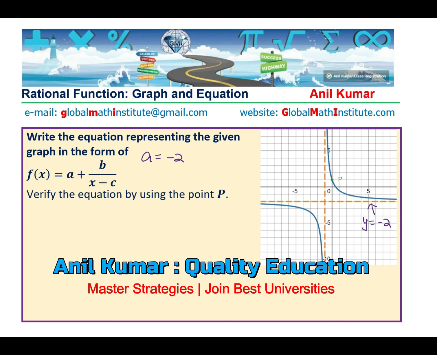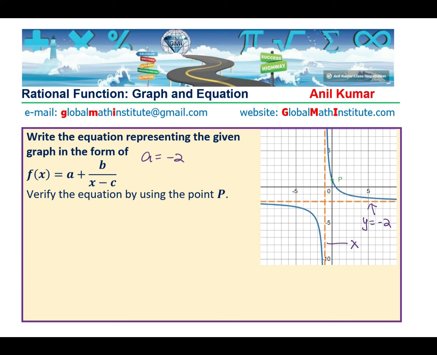Perfect. The vertical asymptote is x equals minus 1, means that c is equal to minus 1. Correct. And from here we can write f of x equals minus 2 plus b over x plus 1. Makes sense. Because c is minus 1, so minus of minus 1 will give us plus 1.